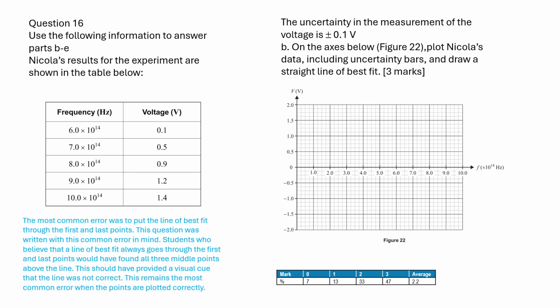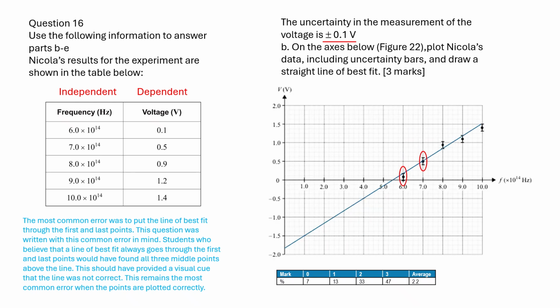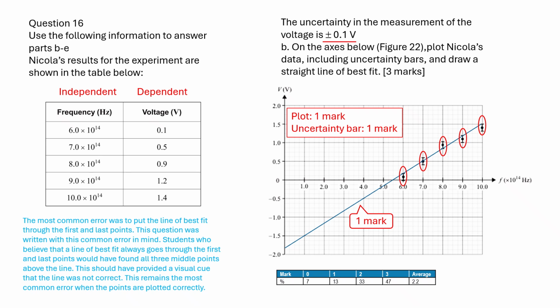The question describes how to plot experimental data from a table where frequency is the independent variable and voltage is the dependent variable, with a voltage uncertainty of plus or minus 0.1 V. It instructs to plot the data with uncertainty bars and then draw a straight line of best fit. A common error is incorrectly drawing the line of best fit by only connecting the first and last points, which would visibly misrepresent the trend of the middle data points.